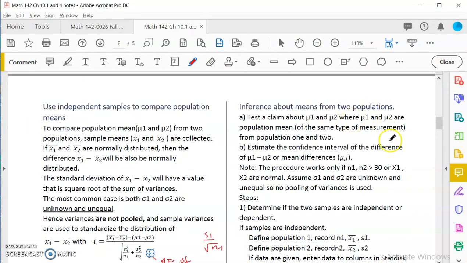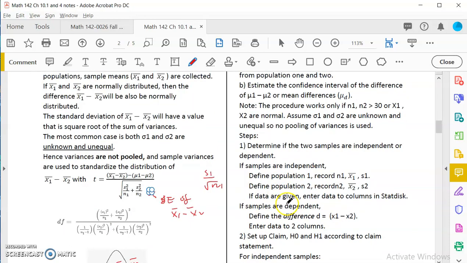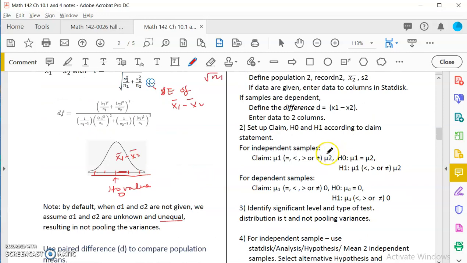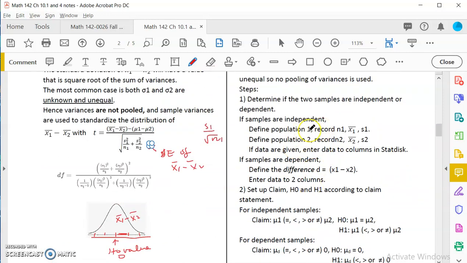So to do the step, you actually run the hypothesis test: write a claim, write a null hypothesis, write the alternative hypothesis. The main difference is you have to define the population, see which one is 1, which one is 2. That's very similar to proportion. But before you do anything, you have to determine if they are independent or dependent, even before you write down. Because if it is independent, you write population 1 and 2. If they're dependent, you should write the difference. You should write what subtract what is the difference.